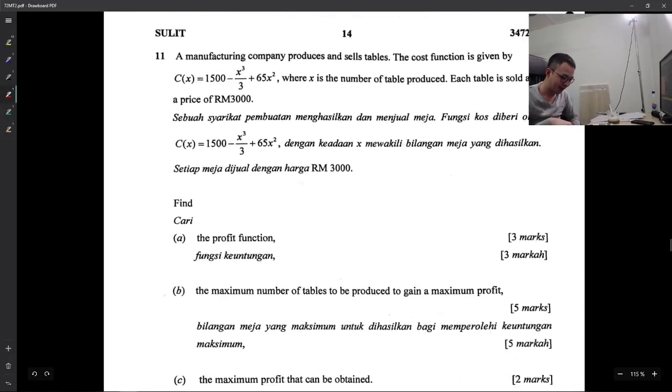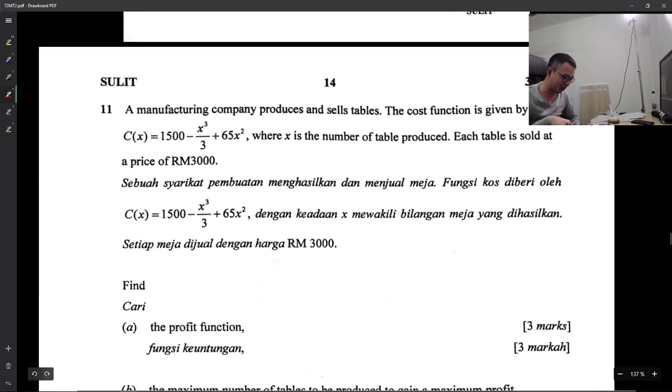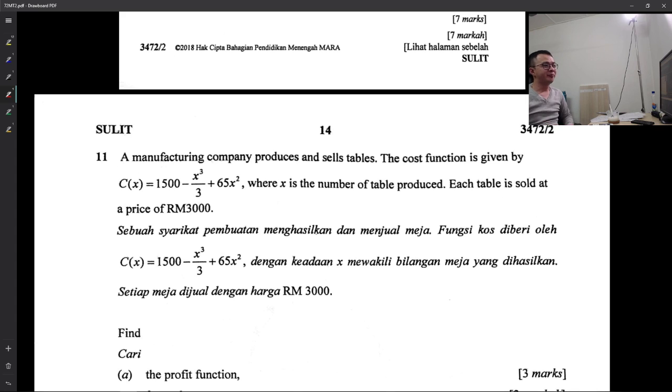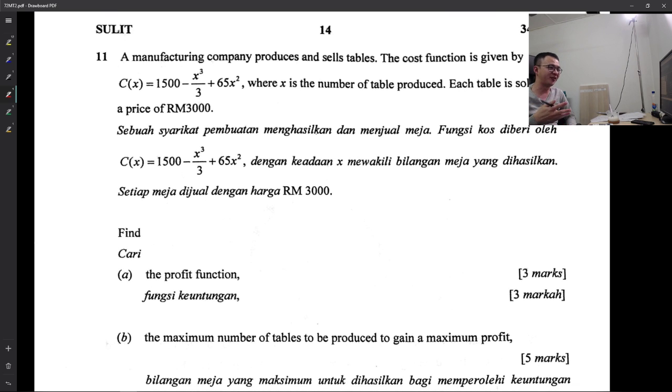Okay, let's do this question. A manufacturing company produces and sells tables. The cost function is given by C(x). You have the whole equation, where x is the number of tables they produce, and each table is sold at the price of 3,000. Then the first thing they ask you to find is the profit function.